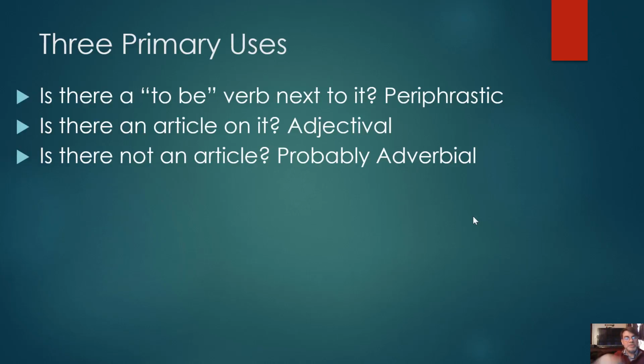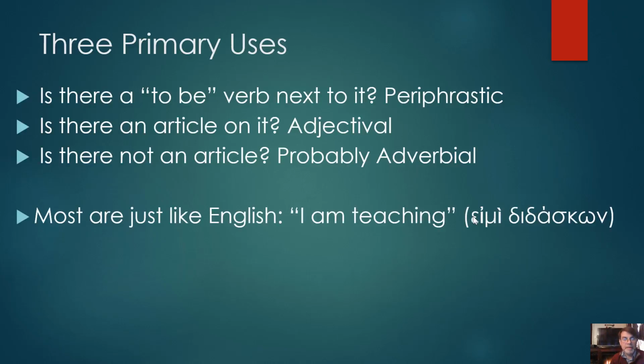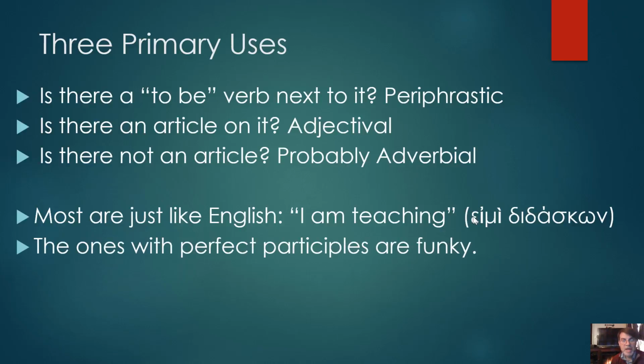Okay, let's unpack these three primary uses of participles. Let's start with periphrastic. So this next bullet deals with periphrastic. Most periphrastics are just like English. So eimi didaskōn is I am teaching. It's just like English. It's a to be verb, eimi, with a participle, didaskōn. Okay, so that's nice. But the periphrastic uses with perfect participles.